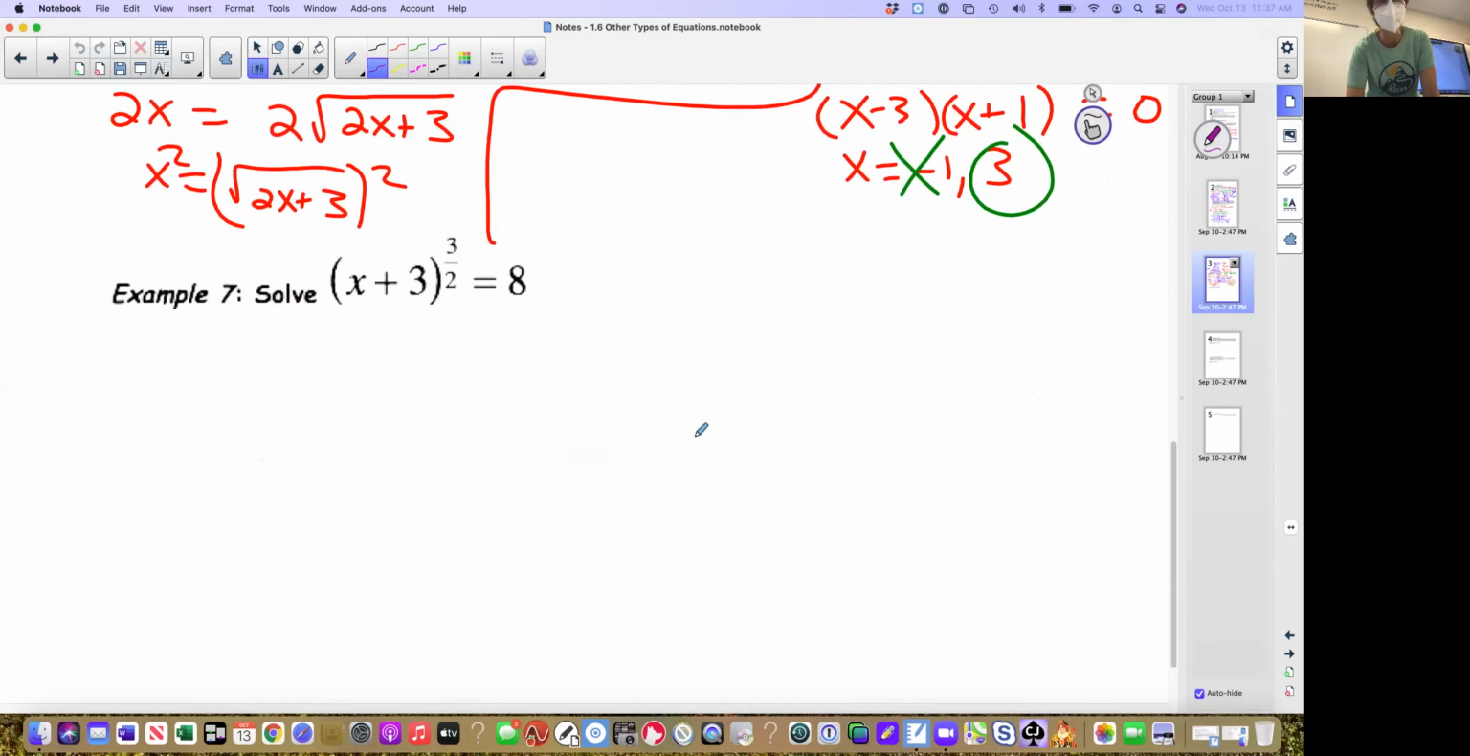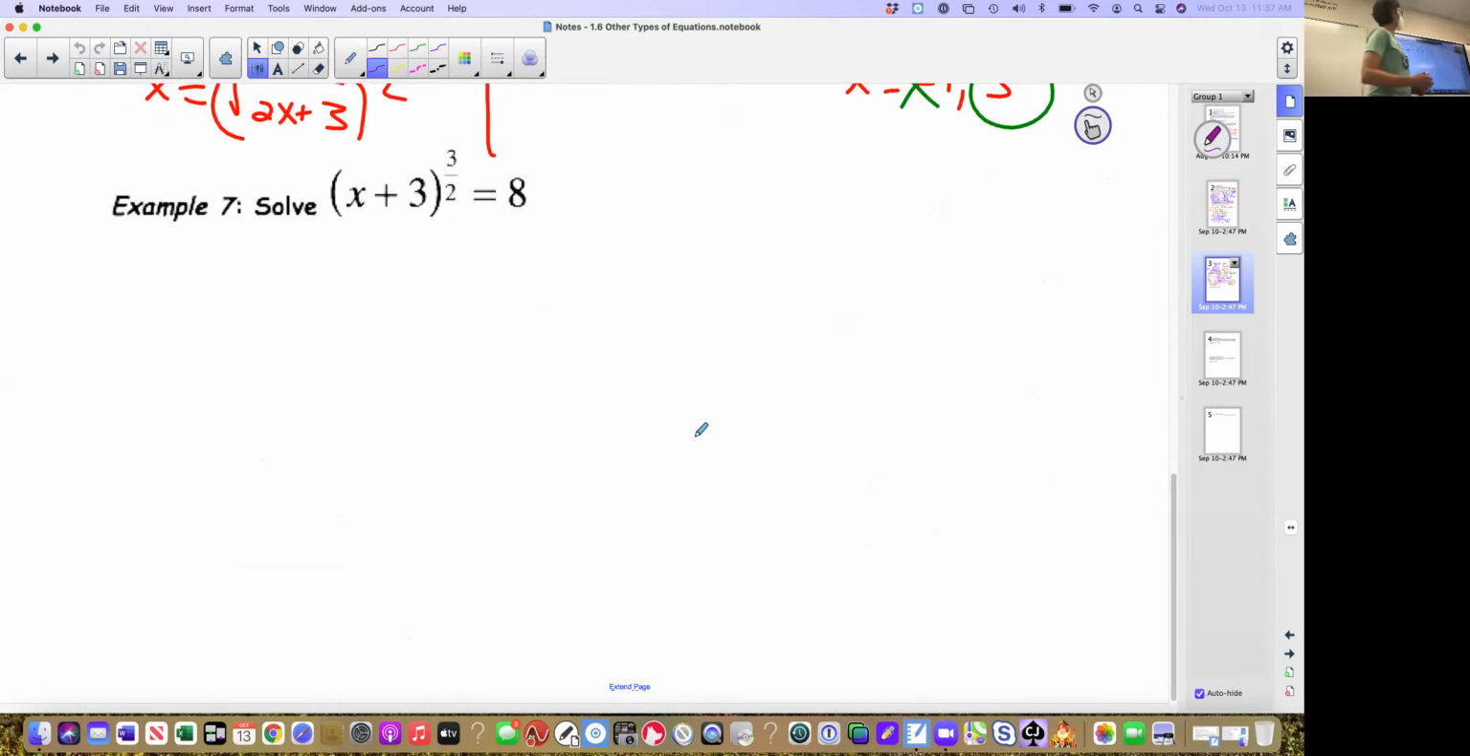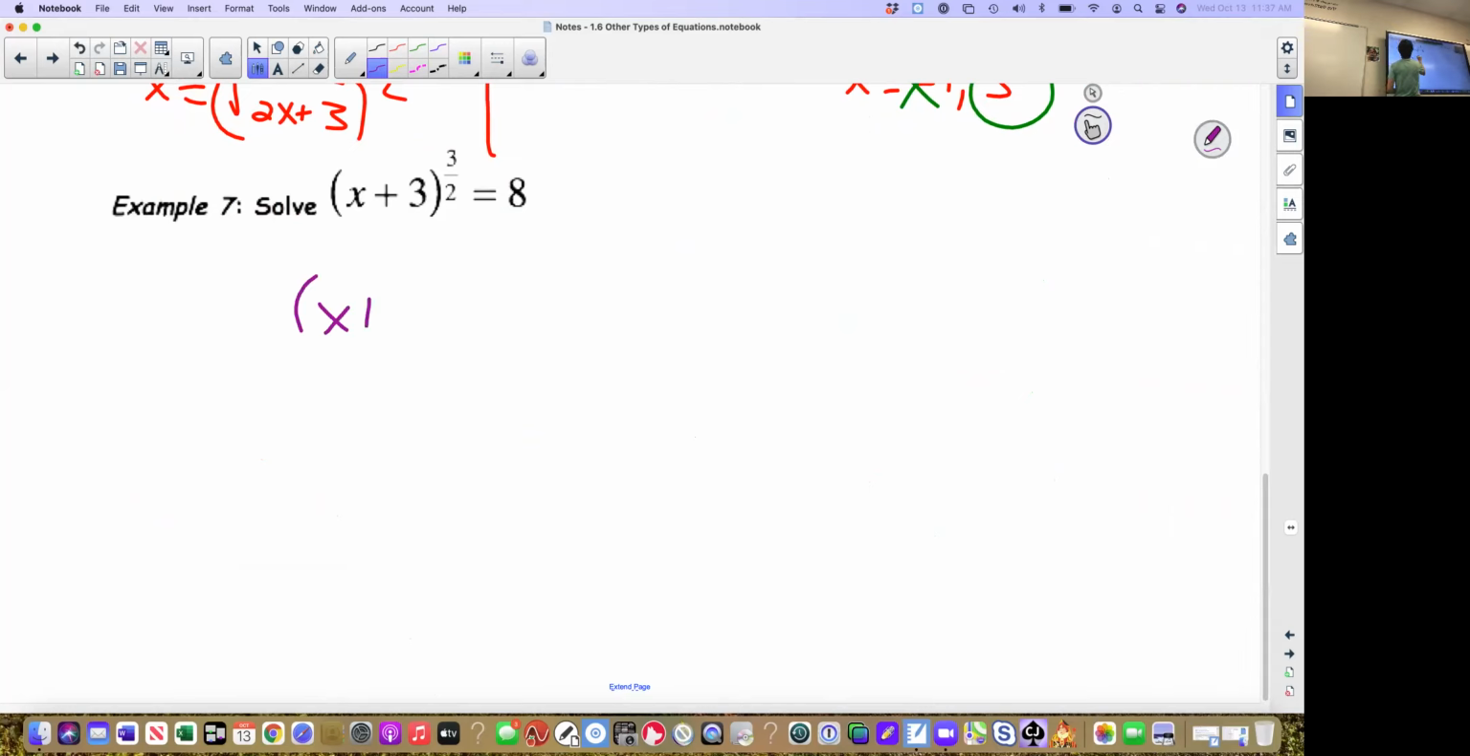All right, so the next one we want to solve is (x+3) to the 3/2 equals 8. This is kind of similar. I'm going to write it over here so I have room. If we had a square root, we'd square both sides. Last time we had something cubed, so we took the cube root. So I want to generalize that. I want to undo something to the 3/2 power. I could put it to the 2/3 power.